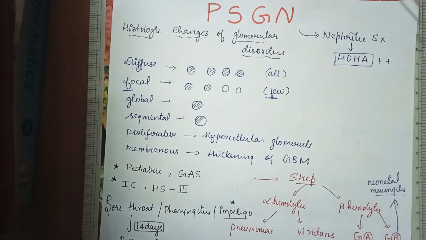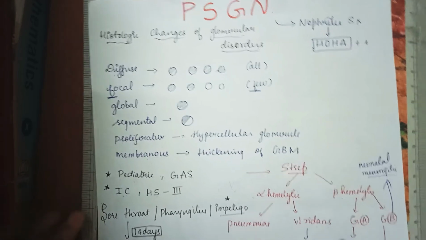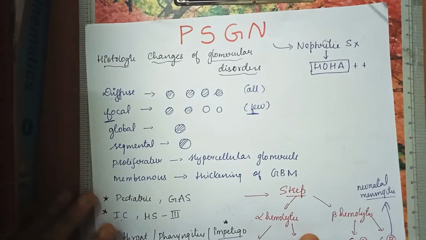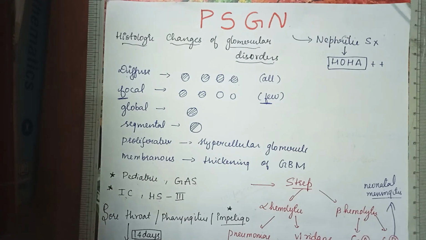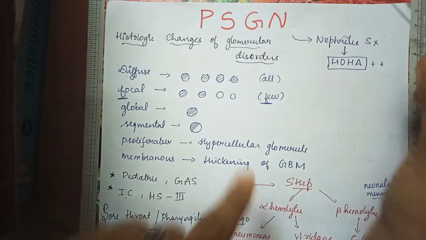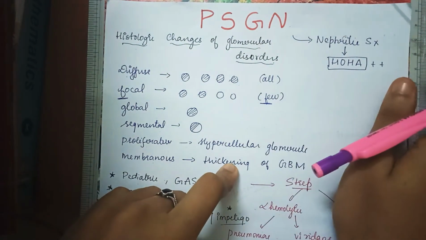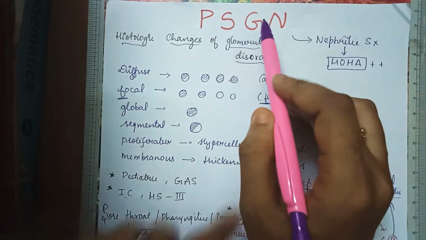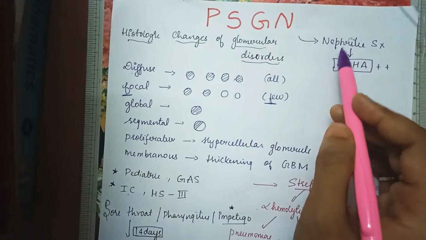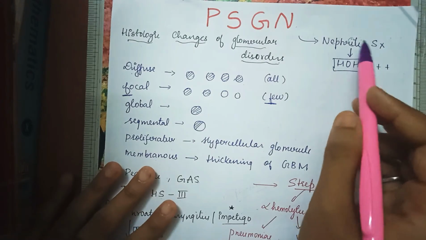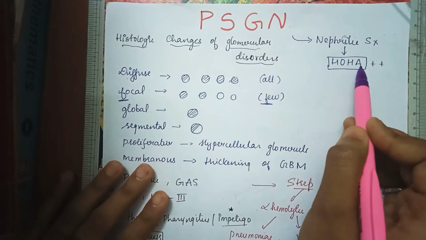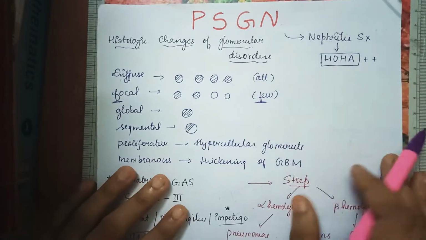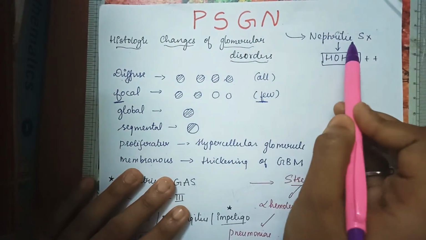Hello guys, so continuing renal pathology, today's topic is post-streptococcal glomerulonephritis, PSGN. This is one of the most important topics. First, as usual, like yesterday in one of the previous videos I told you how to remember nephrotic and nephritic syndrome. So post-streptococcal glomerulonephritis is nothing but nephritic syndrome, which is immune complex mediated, and the main features are hematuria, oliguria, hypertension, azotemia. This is just the previous revision. So remember, PSGN is nephritic syndrome.